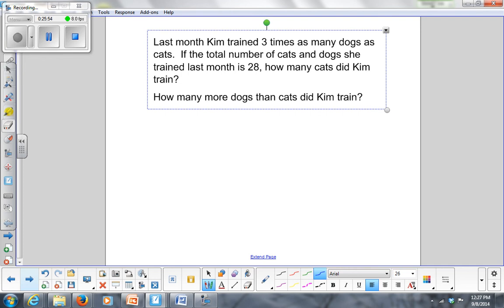So first of all, what's my model? What am I going to draw first? Jessica, what am I comparing? Cats and dogs, right? So I'm going to go dogs first because dogs is 3 times as many dogs as cats. If the total number of cats and dogs she trained last month is 28, how many cats did Kim train? How am I going to draw my model?